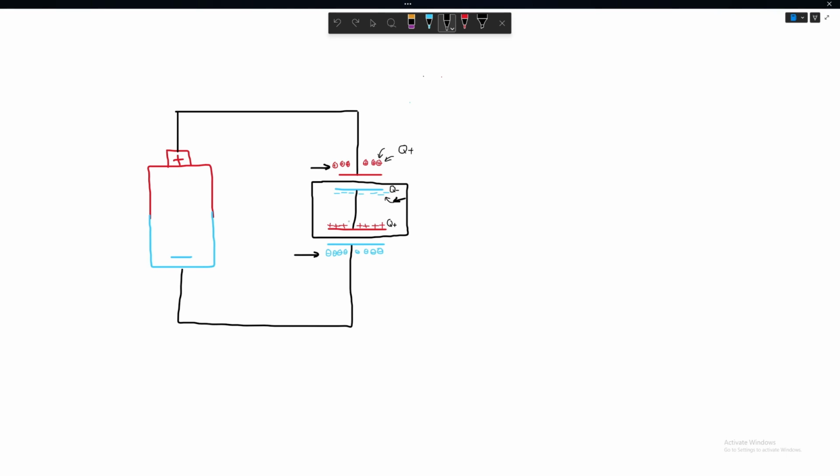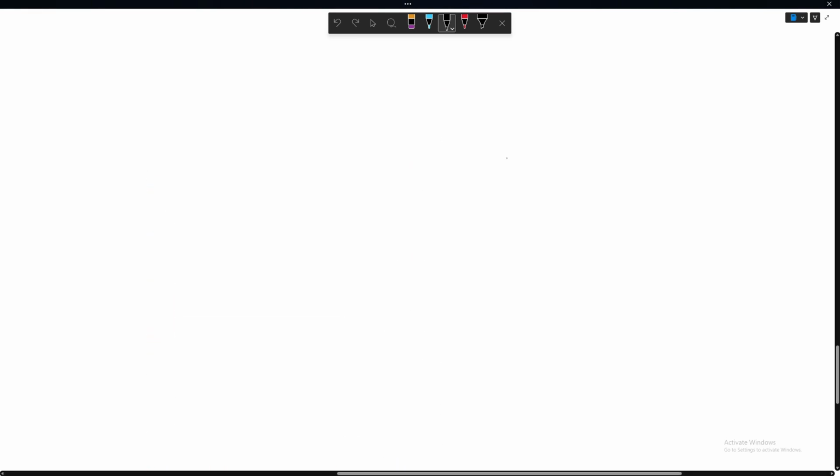Then this part will be positive and that will also attract the same amount. If this was 1Q plus, then I'll have 1Q minus here. And you notice this is the same thing. Then I have the same amount of charges here as I do here, while I still have two capacitors. These are still two separate capacitors. But since they're in series, their Qs are the same. And that's one thing earlier that was not true.